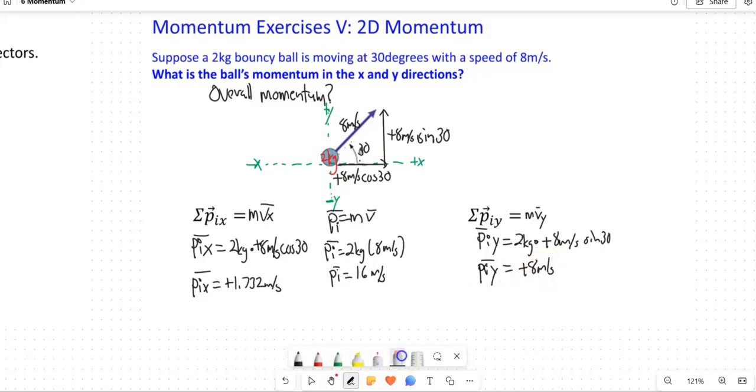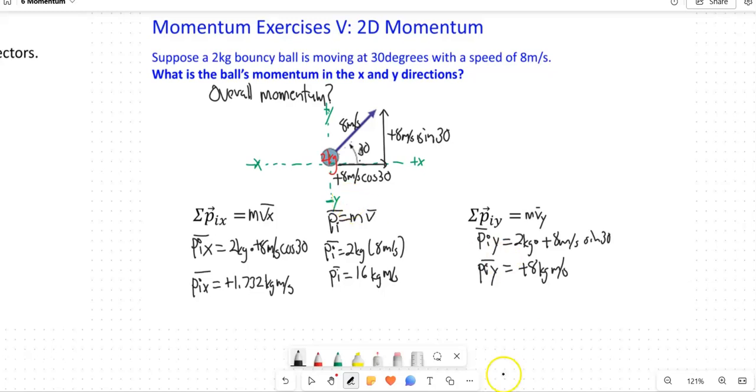And I should put kilogram meter per second in front of these. Sorry. Got to make sure I use the proper units. So since we're dealing with momentum, we can't forget the mass. Kilogram meter per second. Okay, so this is how we do the basics. Likely you're going to be given a velocity vector at a diagonal, and at some point you're going to have to calculate the x and y components of that velocity vector. So this is the basics of it.